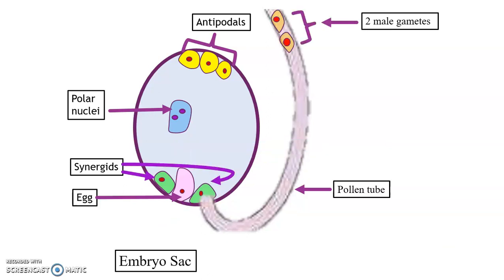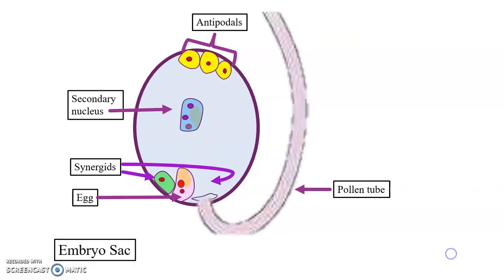Let us see an animated movement of the male gametes. We can see here the egg has received the male nucleus and it has become a diploid zygote. The secondary nucleus or definitive nucleus has received the other male nucleus and it has become the triploid primary endosperm nucleus.